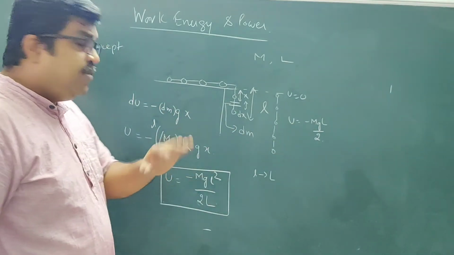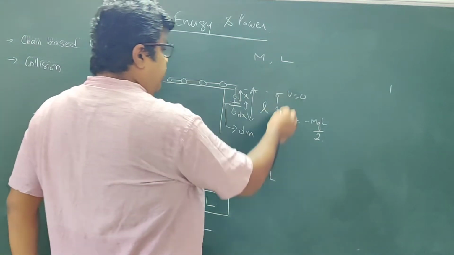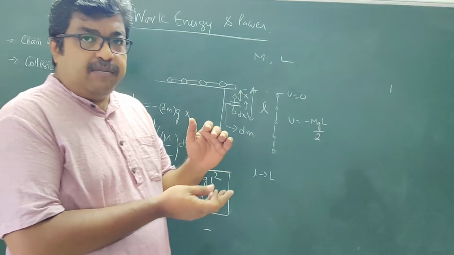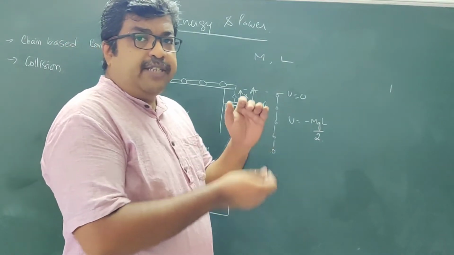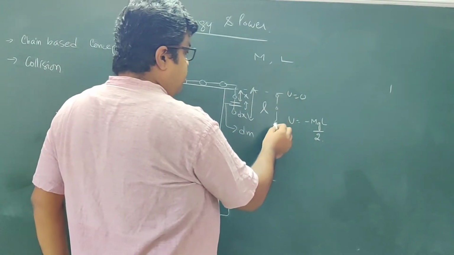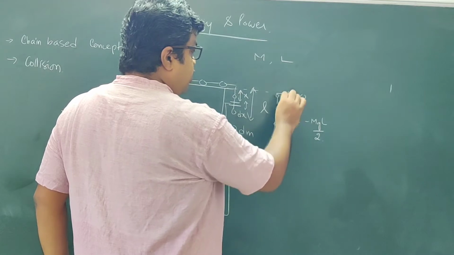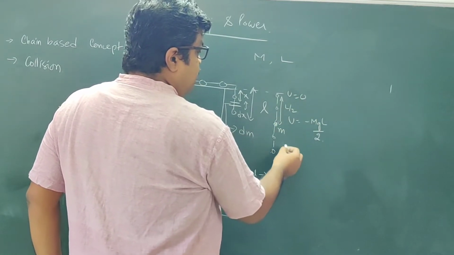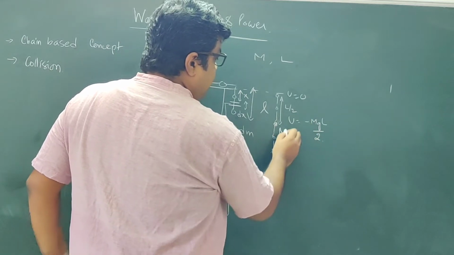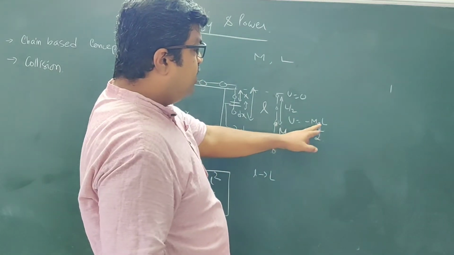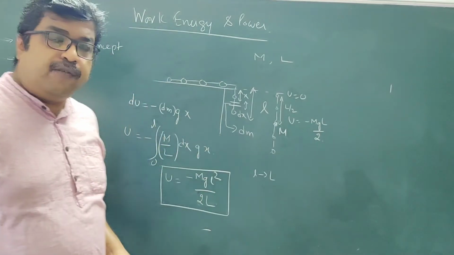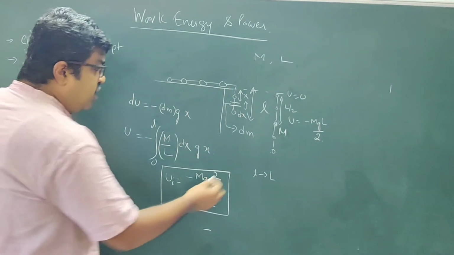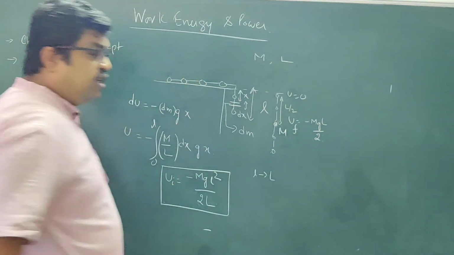That is one way. Another way is, this is a chain of length L. I can assume the total mass of the chain to be concentrated at the center of the chain, so the mass is located at this particular point. This length is L by 2, and the mass is capital M. So the potential energy will be minus mg L by 2. That is another way of expressing this potential energy. So this is the initial potential energy and this is the final potential energy.